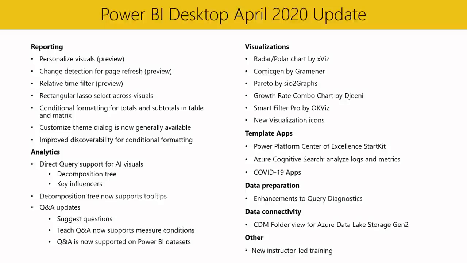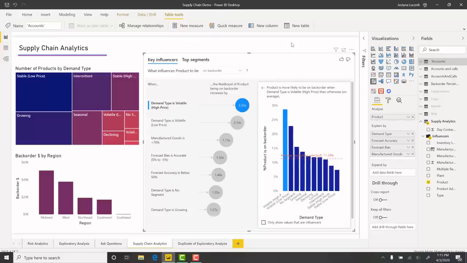We're excited to announce direct query support for 2 of our AI visuals, the decomposition tree and the key influencers preview features. Here's Justina to give us a quick look into this update. The key influencers visual as well as the decomposition tree now both work in direct query scenarios.